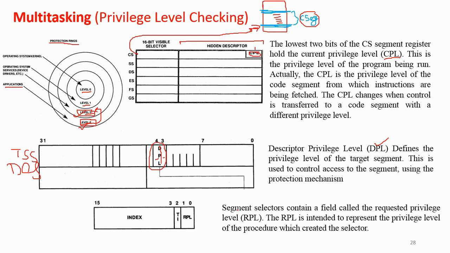Then there is the requested privilege level, a field available in the segment selector. The segment selector contains a field called requested privilege level, that is RPL. The RPL is intended to represent the privilege level of the procedure which creates the selector. So this RPL, DPL and CPL are used for checking the privilege level.